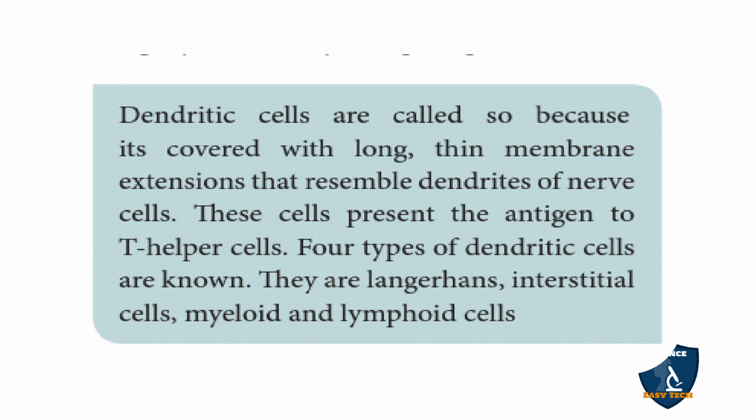Dendritic cells are so called because they are covered with long thin membrane extensions that resemble the dendrites of nerve cells. These cells present the antigen to T helper cells. Four types of dendritic cells are known: Langerhans cells, interstitial cells, myeloid cells and lymphoid cells.